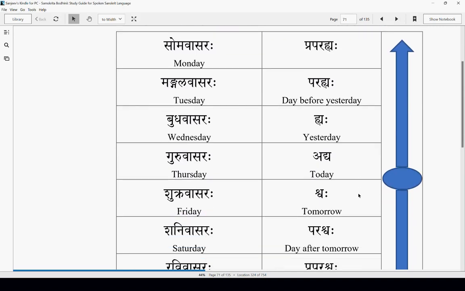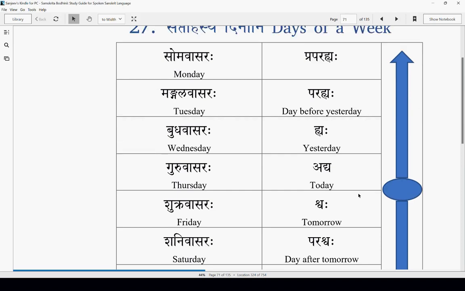So what we have here, Somavasara. Here is a comparison. Suppose today is Guruvasara, the first day. We have this first column with all the names for Saptahasya dinani: Somavasara, Mangalavasara, Bodhavasara, Guruvasara, Shukravasara, Shanivasara, and the last one, Ravivasara.